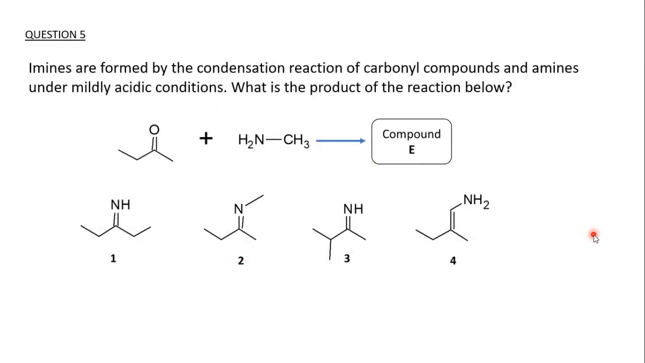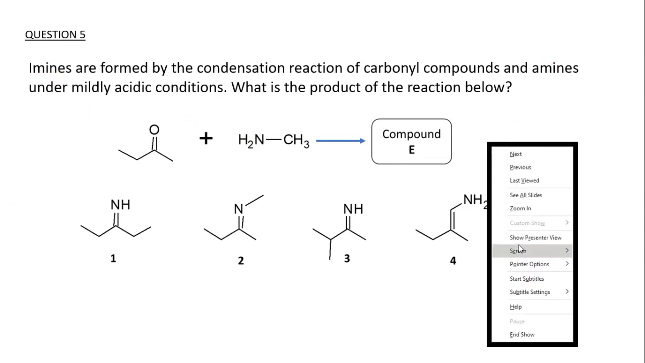All right, question 5. We're looking at carbonyl chemistry and its reaction with nucleophiles. So we know that in this reaction, this carbon is going to be the electrophile. Remember, our carbon is attached to our electronegative oxygen. And in this one, our nitrogen is going to be the nucleophile because we know that there are lone pairs on this nitrogen. And an imine has a C double bond N.